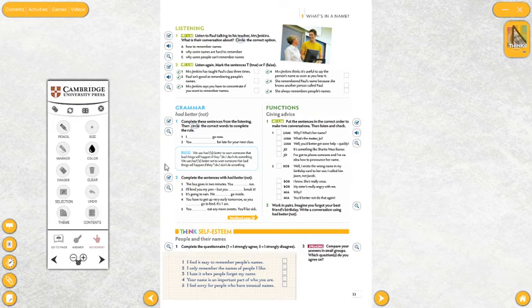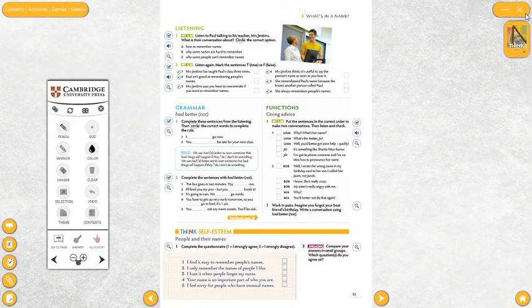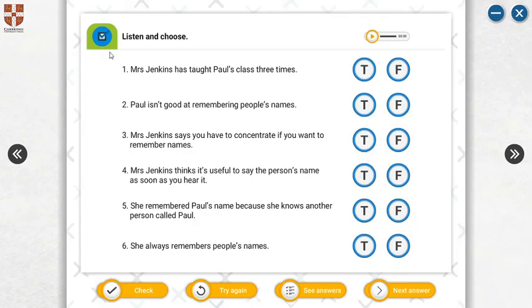Look at here, listening part. What is the conversation about? How to remember names? Why some names are hard to remember? Why some people can't remember names? Which one is true for you? Yes, how to remember the names. Okay, we can go on. The other one. Yes. Mr. Jenkins has taught Paul's class 3 times. Is it true or not? If you want, you can listen to the listening part before answering this question, okay?